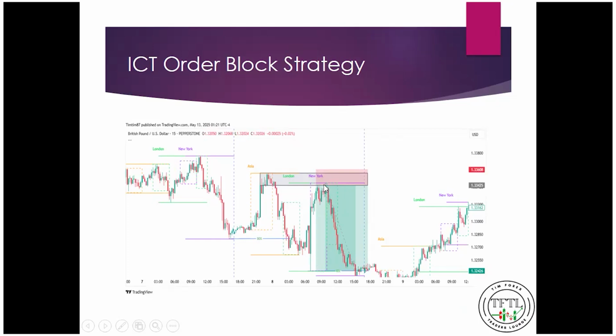And it is recommended you take a sell there. You have your stop loss slightly above the order block, and then probably you target the sell side liquidity. So you can see the liquidity level here. That's where we had our take profit. And as you can see, that's quite a successful trade.